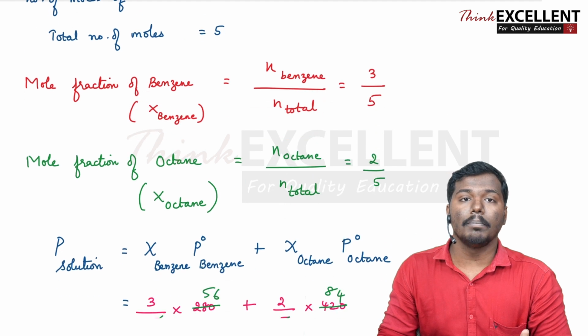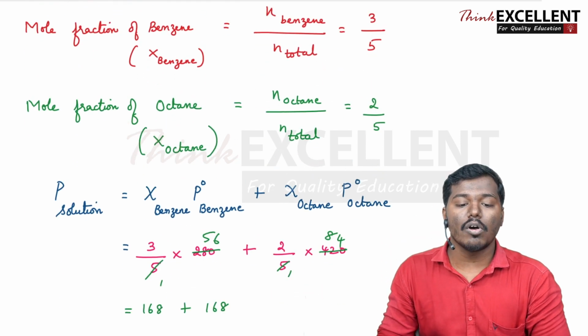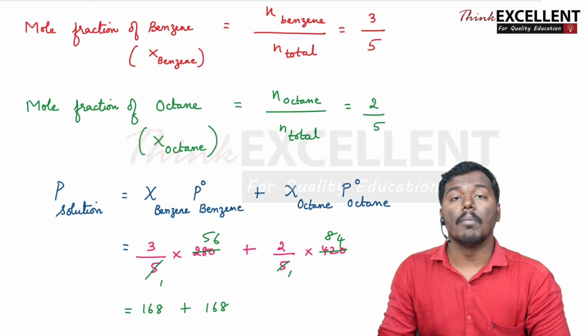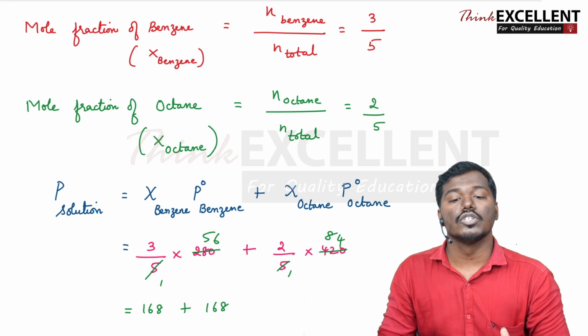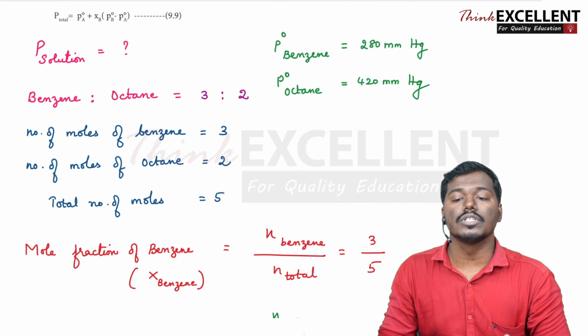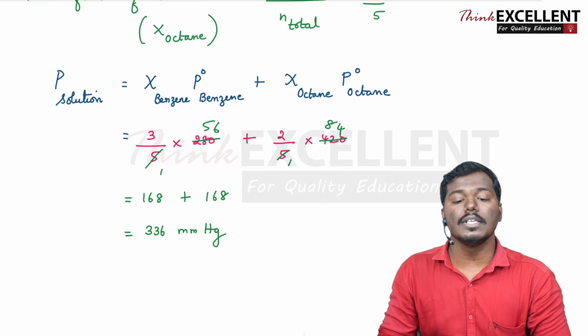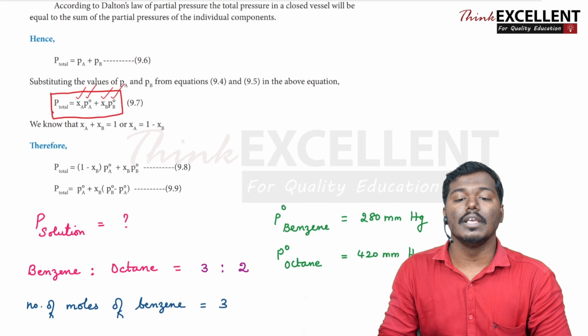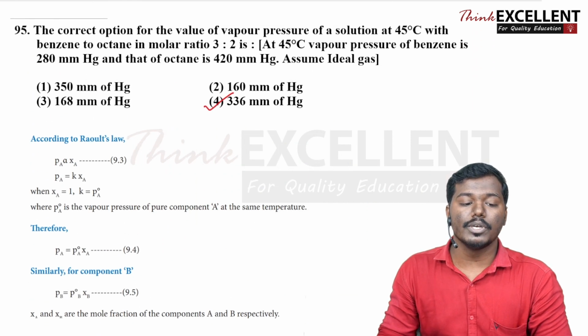So அப்ப total pressure, vapor pressure of the solution கண்டுபிடிக்கணும்னா mole fraction of benzene into pure vapor pressure of benzene plus mole fraction of octane into pure vapor pressure of octane. So எல்லா வேல்யூ நம்ம கண்டுபிடிச்சிட்டோம். When you substitute that, you will get the option, that is 336 mmHg, which is given here in the fourth option. Okay, so next we are going to question number 96.